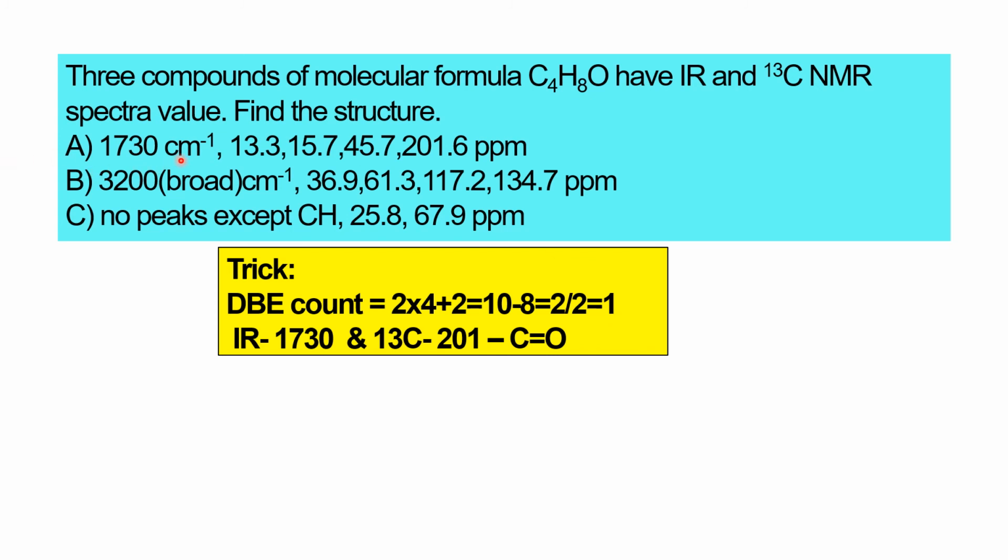1730 and 1720, these two show there is a carbonyl group present, a C double bond O group. This clearly shows it, and we can easily find it out. C double bond O is there and it contains 4 carbon atoms.